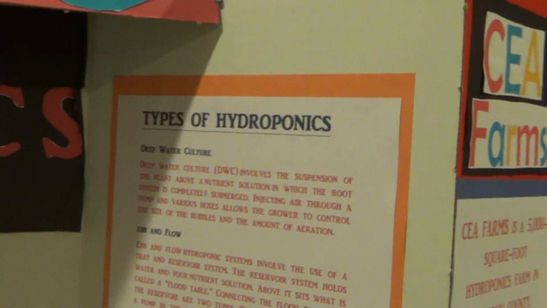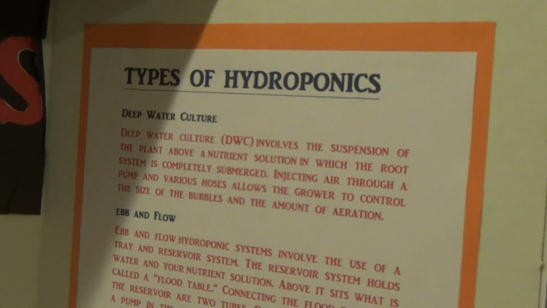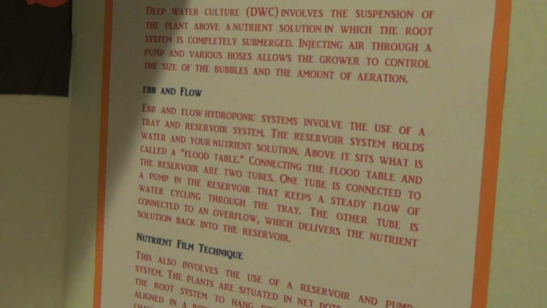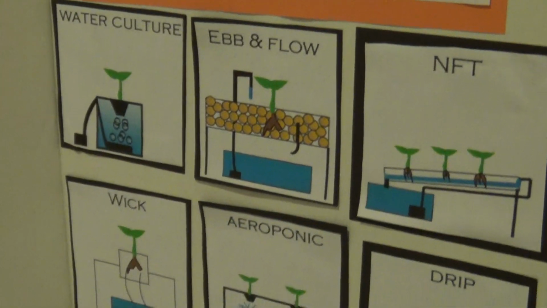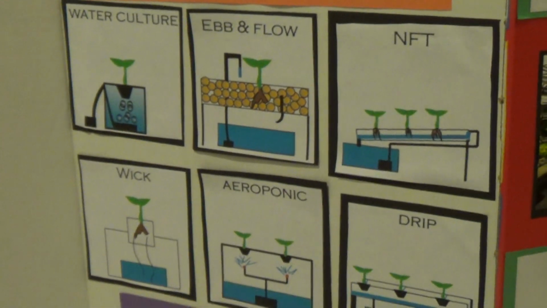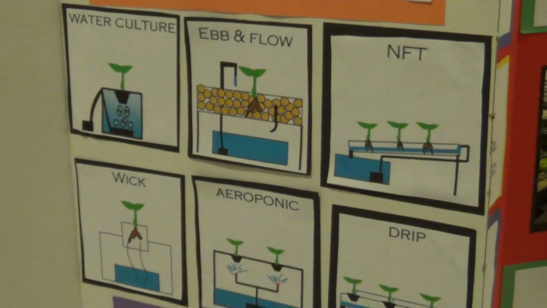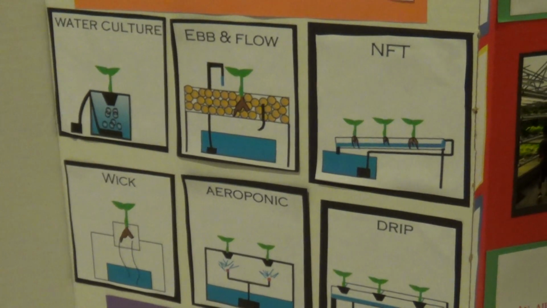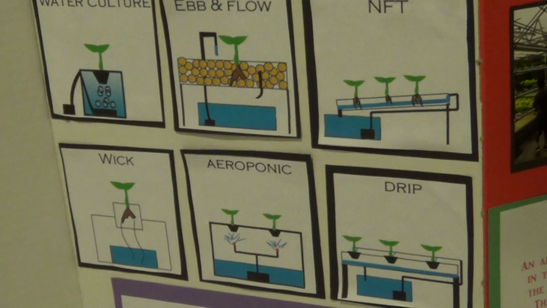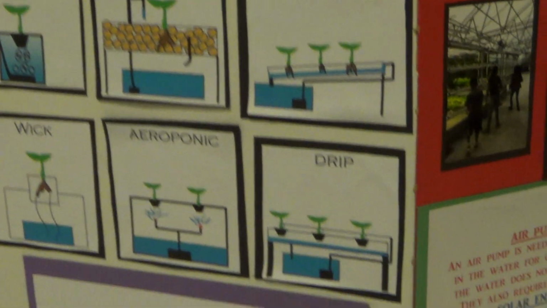There are 6 types of hydroponics: deep water culture, ebb and flow, the nutrient film technique, the wick system, aeroponics, and the drip system. In deep water culture, a plant is suspended above the water surface, though the root system of the plant is completely submerged. The farmer controls the aeration of the plants.